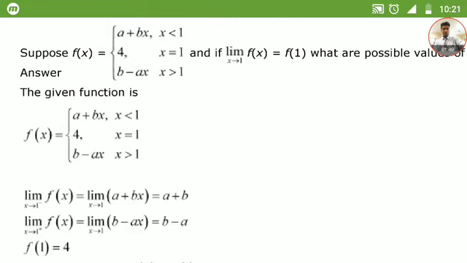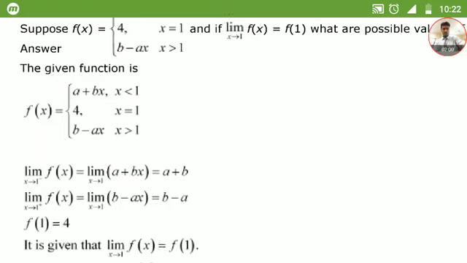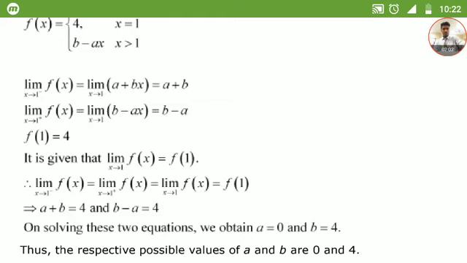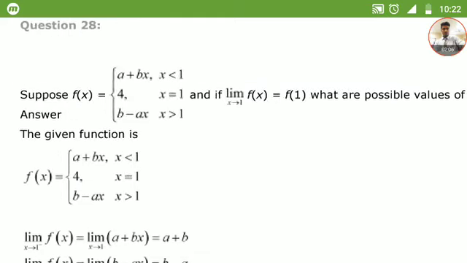Is it clear? I hope this numerical is clear to everyone, because if limit is existing and they have already given in the question that limit x tends to 1, f of x is equal to f of 1, therefore your left hand limit is also equal to f of 1 and right hand limit is also equal to f of 1. And in the previous class we had already covered 6 to 7 numericals based on left hand and the right hand limit. So I hope people don't face any confusion regarding this. So kindly copy it down.